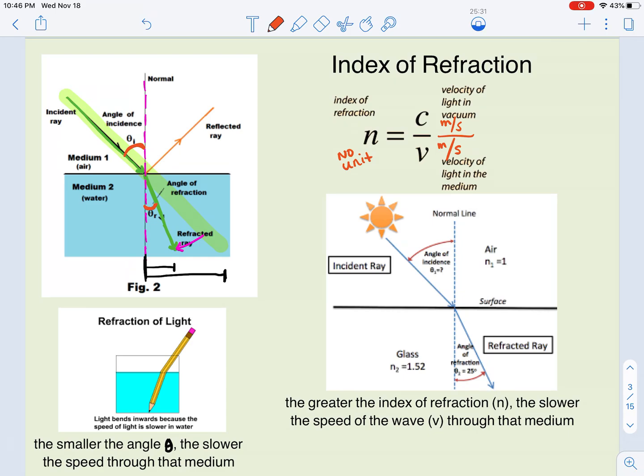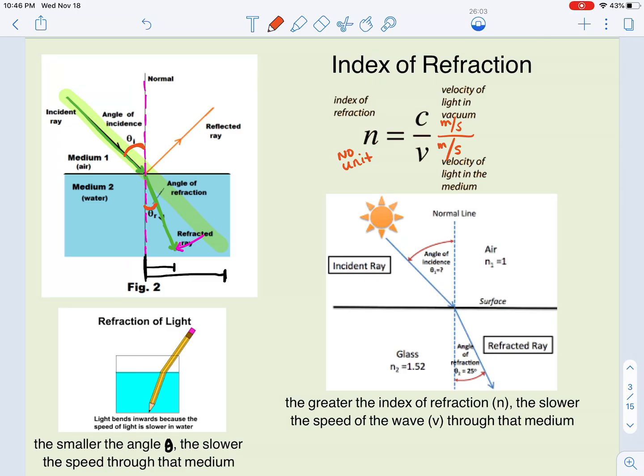But if it's traveling in some other substance that is more dense, like water, the light is not going to travel at 3 times 10 to the 8th meters per second. In water, it's going to be slower. So we're going to get an n value greater than 1 because our c value is greater than the actual speed. So we're never going to get a decimal answer. If you get a decimal for your n value, you messed up somewhere. We can never travel faster than the speed of light, okay?